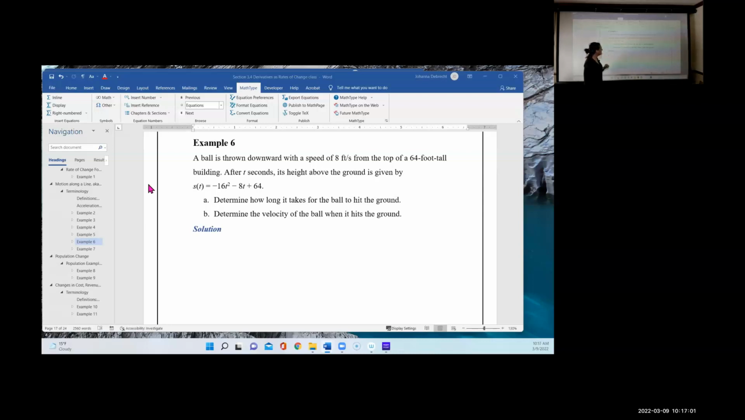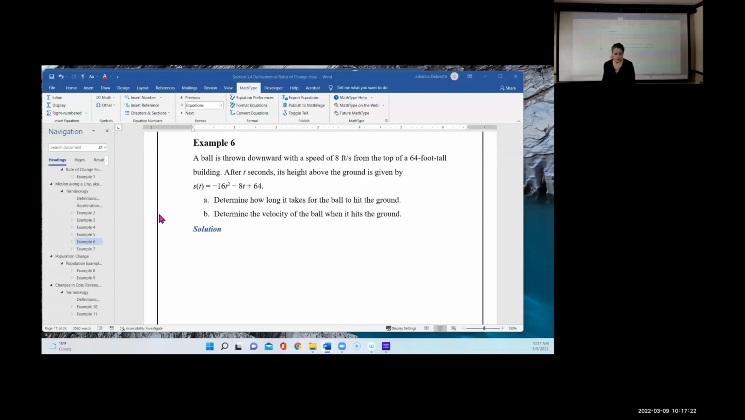After t seconds, this is the equation for the height above the ground. We want to know how long does it take for the ball to hit the ground, and then we want to find the velocity of the ball when it hits the ground. So we need to know how much time it takes so we know what the t value is to plug in for the velocity in the second part.